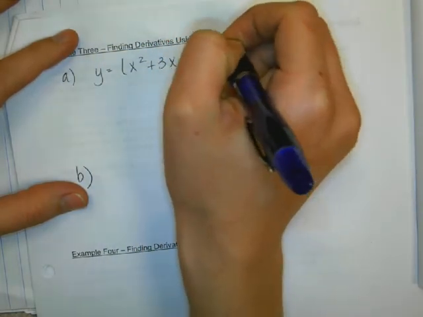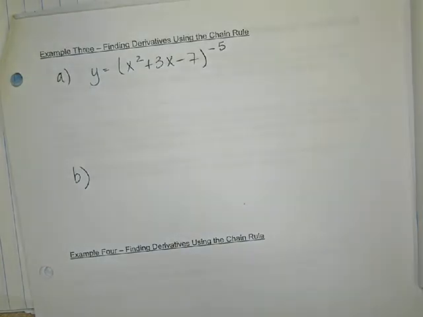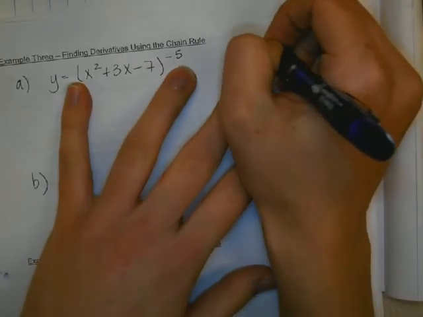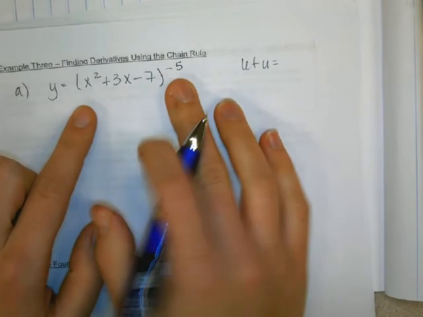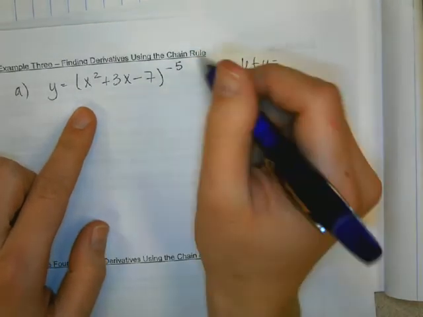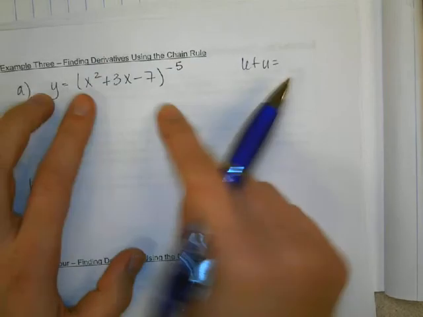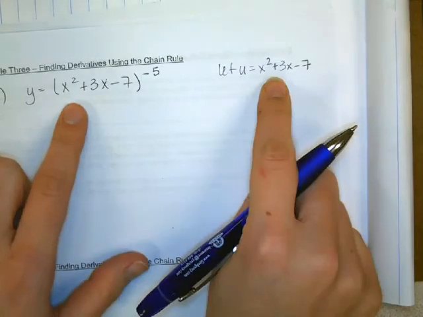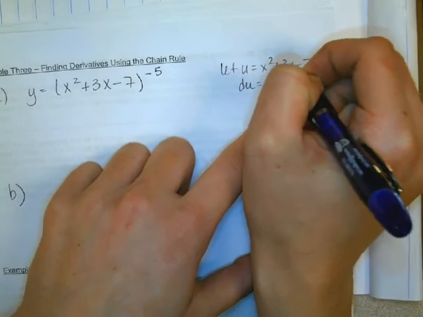And then write that as your function. Alright, and then we're going to let u equal the inside function. Now when you have powers going on, that usually indicates what the inside and outside function actually is. In this case, my inside function is x squared plus 3x minus 7, and the derivative of that I would have to chain on at the end is going to be 2x plus 3.